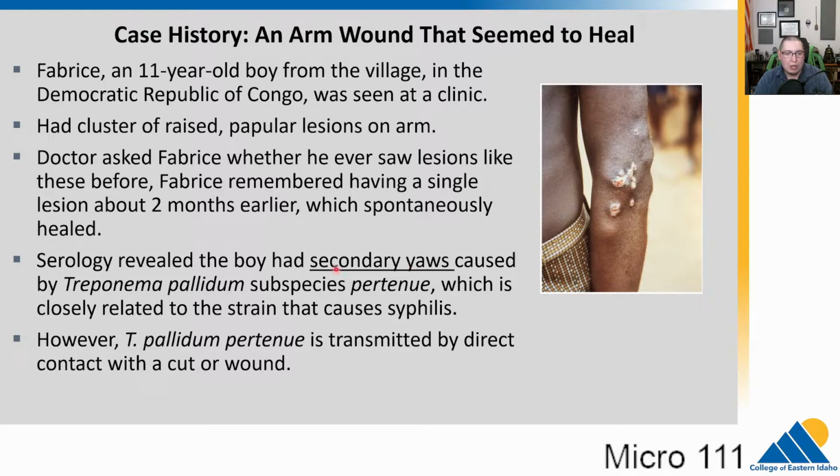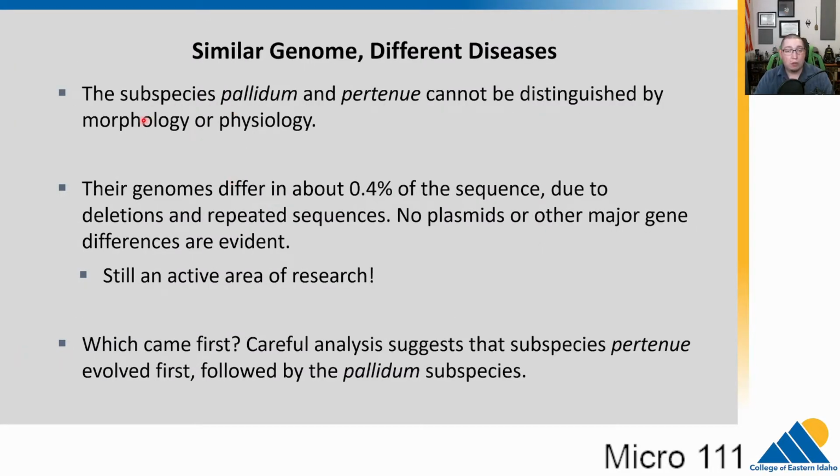The secondary part means that he had it once before, it healed, but then it returned because it was dormant. This is a really interesting set of case studies because pallidum subspecies and Pertenue subspecies can't be told apart by looking at them or looking at their metabolism or any of these things. The only way you can determine that is using antibody tests or sequencing their genome. But when we sequence their genome, we find they are super similar. There are only about 0.4% sequence differences between them, and these are deletions and repeats.